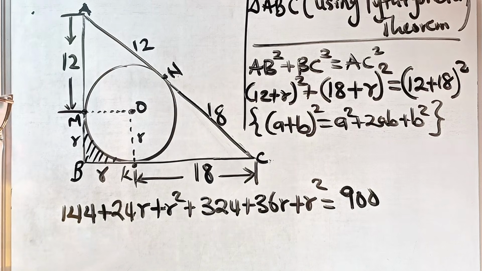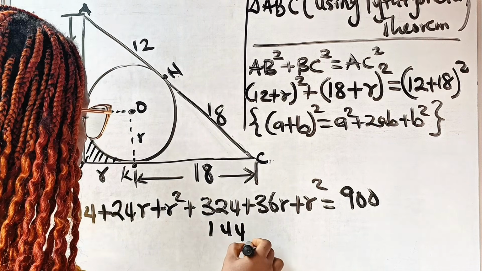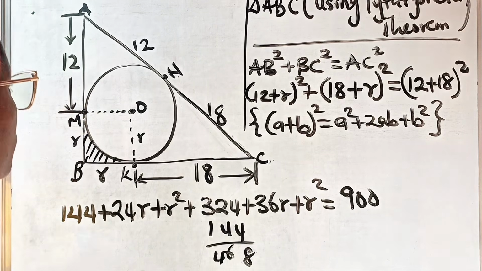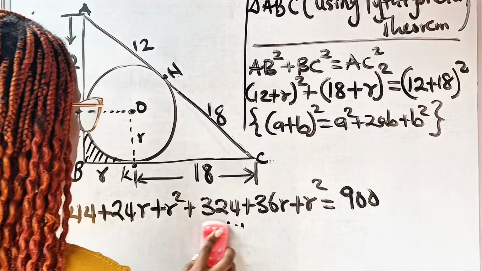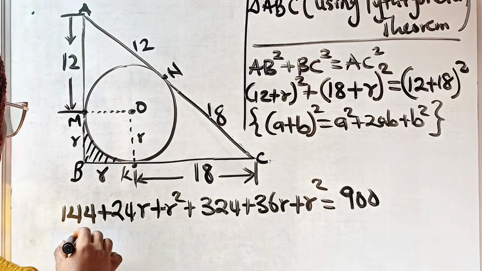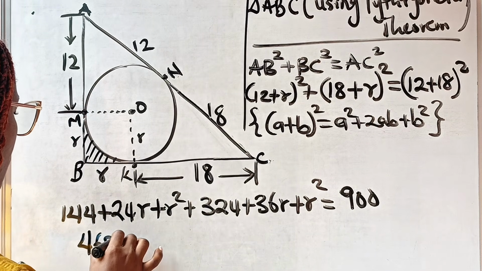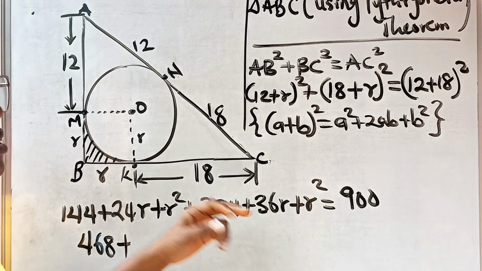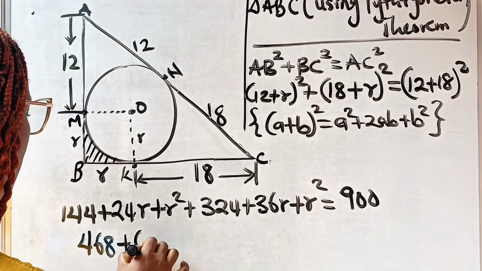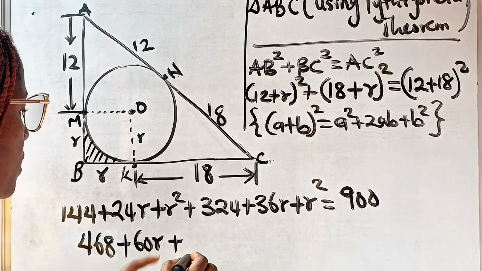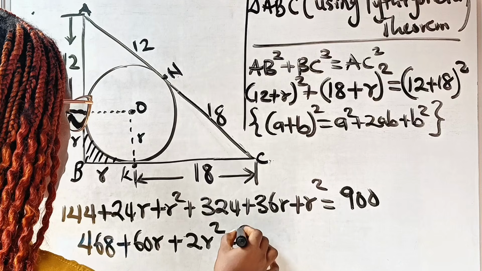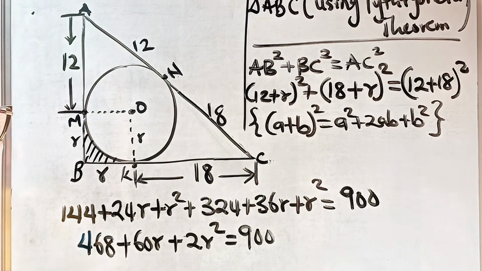If we do that, we have 144 plus 324. Let's see. So we have 8, we have 6, we have 4, 468. So we have 468 plus, now 24 plus 36 should give us 60. So we have 60r plus r squared plus r squared is 2r squared is equal to 900.